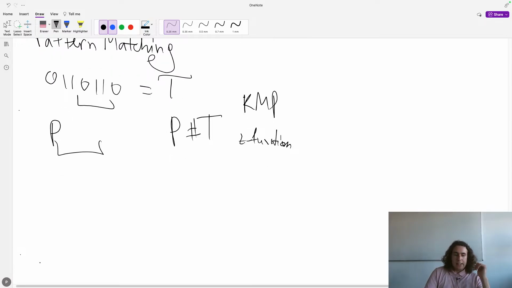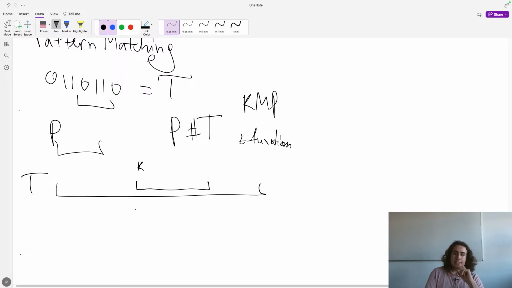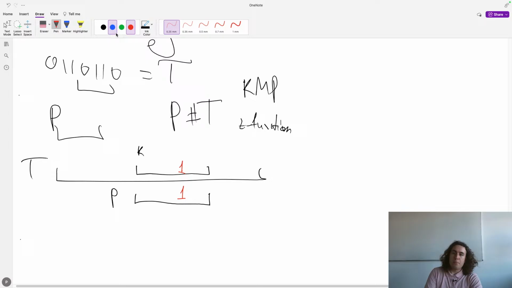So let's reinterpret this problem a little bit, right? Let's look at the string T. And for every position k, let's see if we put the pattern P here, how many matches there are going to be. And we're going to count these matches separately. We're going to count matches 1 to 1 in one go, and then we're going to count matches 0 to 0. So what does the number of matches of 1 to 1 mean?